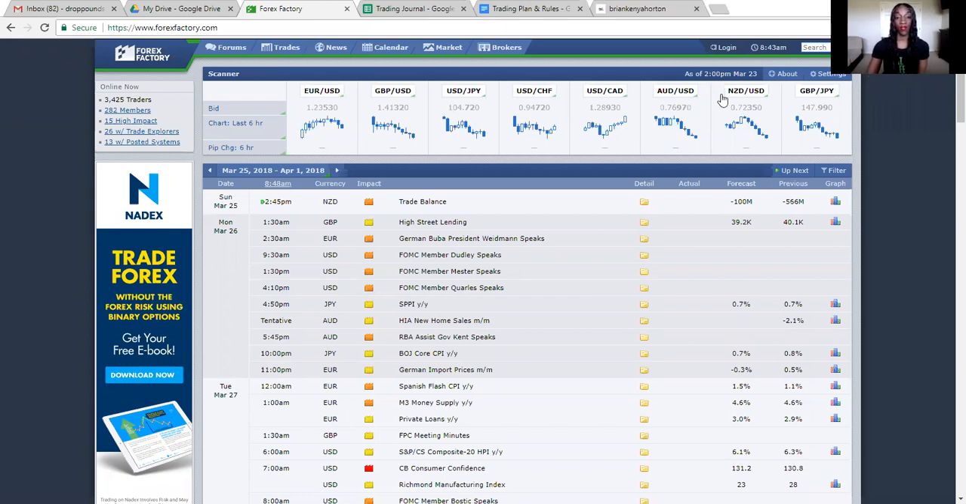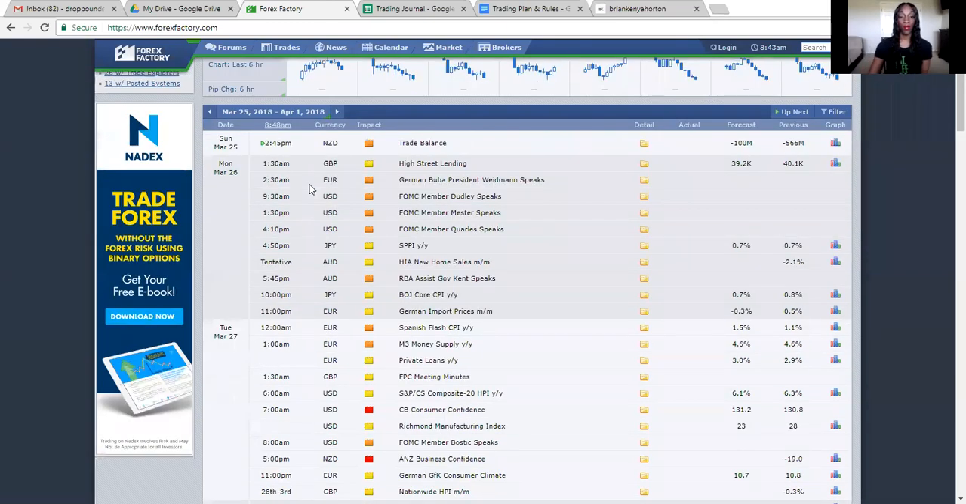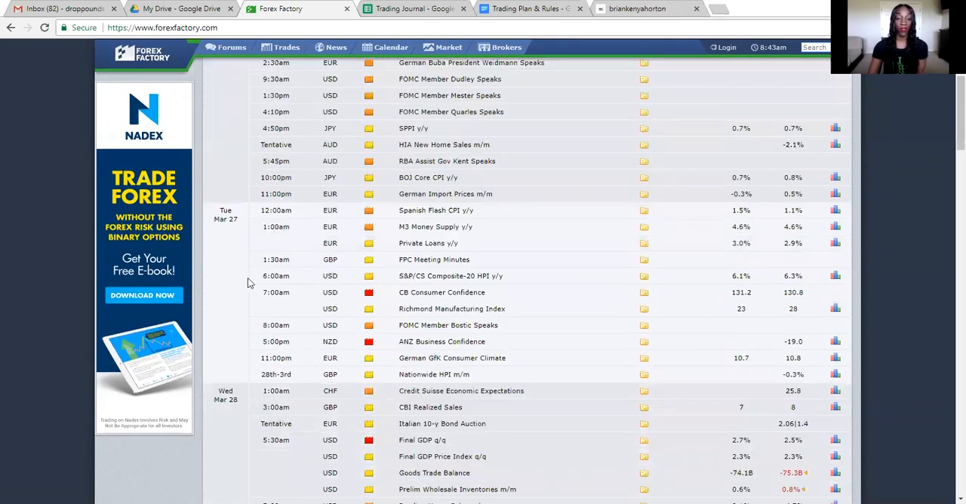So the first thing that I do when I approach a trade in the morning or in the evening, I check forexfactory.com. And how I use this is I go on here and I look to see if there are any red folders. Red folders means that it's high impact news. Those are currencies that you want to avoid during that time. So for example, if you look here, you'll see on Tuesday, March 27th, USD will have a red folder and the announcement is at 7 a.m.